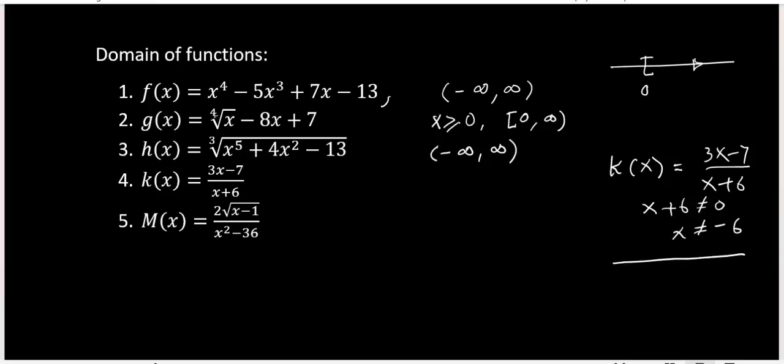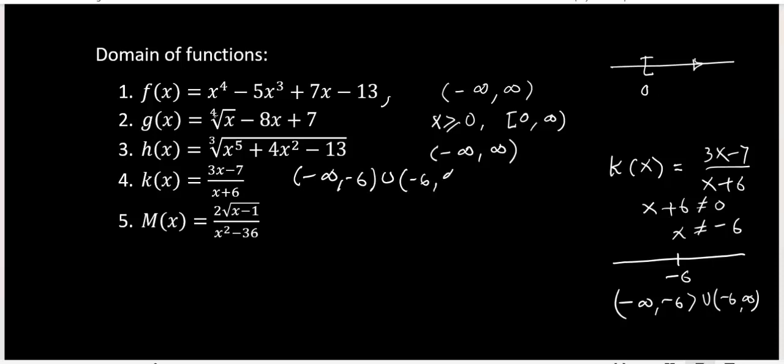So on the number line, you have a negative 6 here. You can take everything other than negative 6. So the domain for this one will be negative infinity to negative 6, open interval, and then union with negative 6 to infinity. So that's why in number 4, our domain will be negative infinity to negative 6 union negative 6 to infinity.